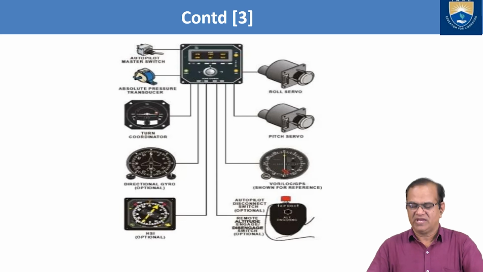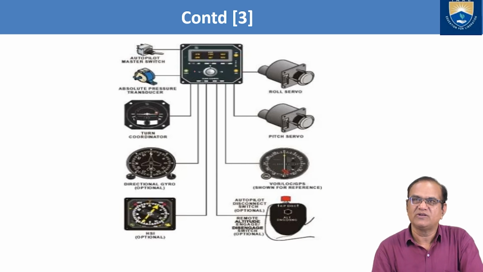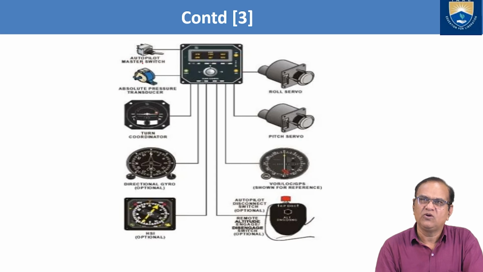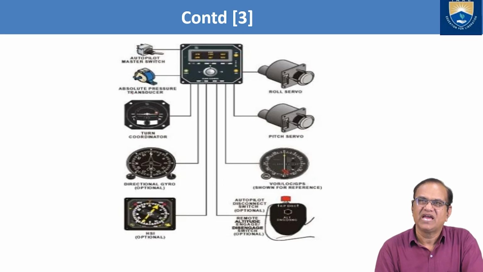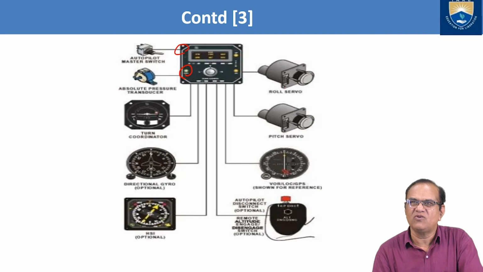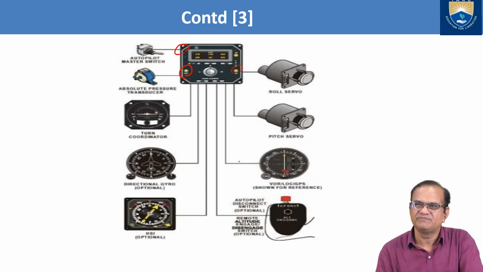So if you see here, this is your autopilot console. In this autopilot console, you have the autopilot master switch. Here it will be on or off. Here we have the absolute pressure transducer. This is the knob. Here we have the roll servo. Then we have the pitch servo. Then we have VOR, GPS and other things here. Then we have the autopilot disconnect switch, connect or disconnect here.